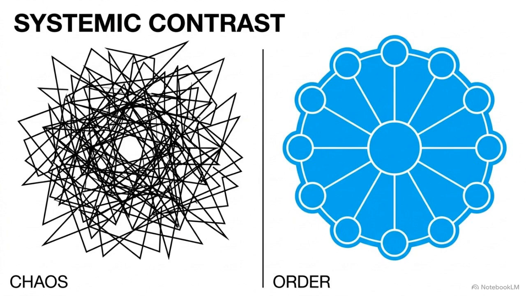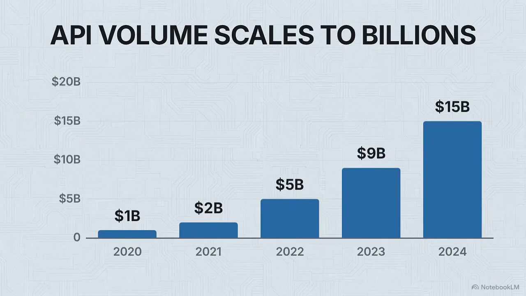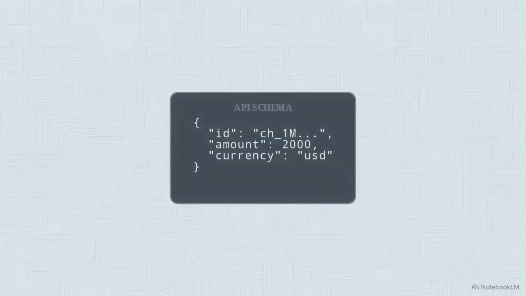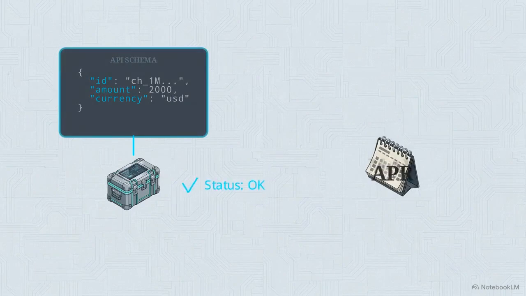Stripe provides the gold standard for this level of reliability. They sit at the center of a global financial network, processing billions of dollars across millions of different businesses. Developers trust Stripe because their API schema is exceptionally consistent. When a business integrates with Stripe, they know the endpoints won't change or vanish next month.